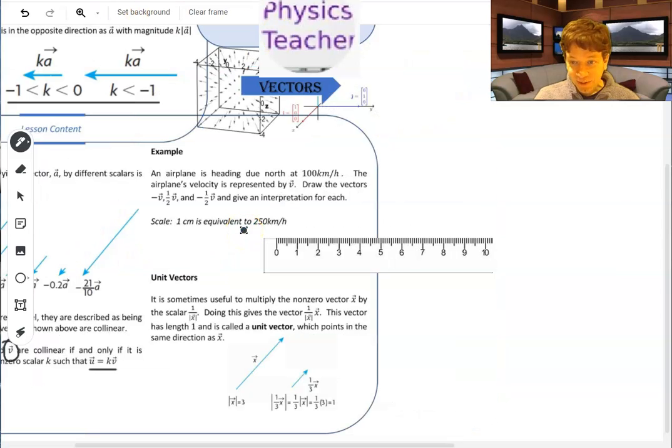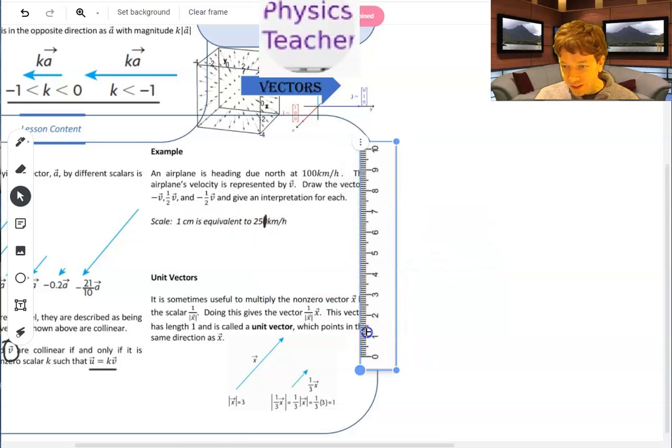So let's look at this example then. Here we have an airplane, heading due north at 100 kilometers per hour. The airplane's velocity is represented by v. So we're going to draw all these vectors. Let's start with just v. And here's our scale. Let's say 1 centimeter is equivalent to 25 kilometers per hour. That would mean if we were to draw 100 kilometers per hour, we need it to be 4 centimeters long. And we'll make it due north.